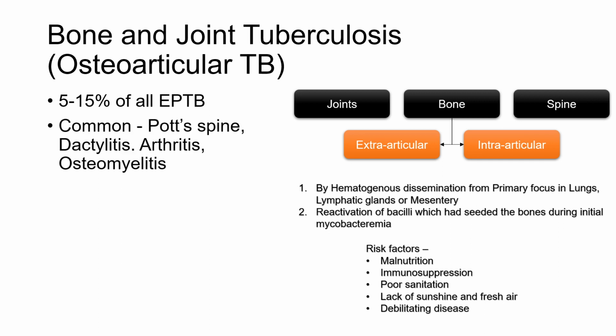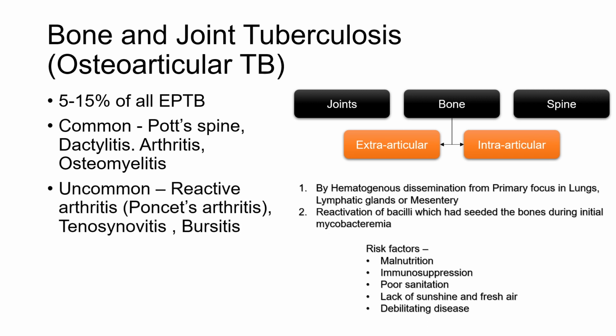Common are Pott spine, dactylitis, arthritis and osteomyelitis, and some uncommon forms are reactive arthritis, that is called Poncet's arthritis, tenosynovitis and bursitis. Bursitis is in fact the least common.